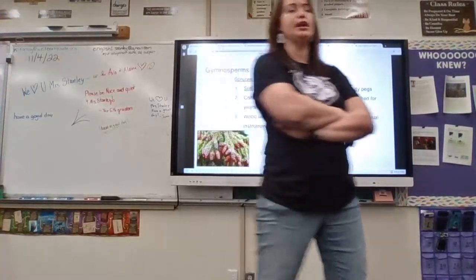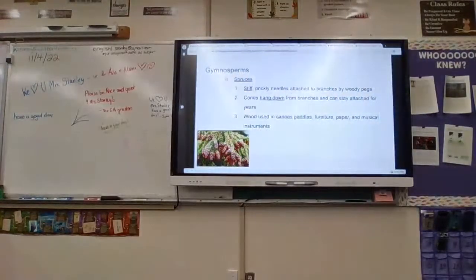So the pine and the spruce should be making their way around. I'm fairly certain I don't have fir. Cedar. There's another pine. There's balsa. And that's oak.